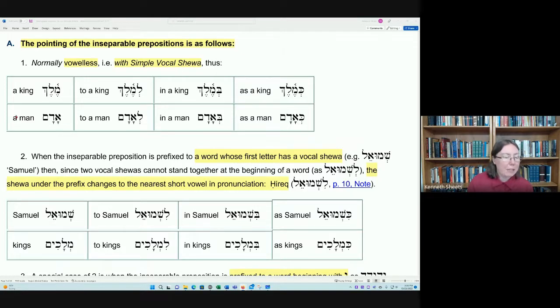Now, same thing as well if we have the word adam, which is that idea of human, humankind. So if I wanted to say to a human, then I would take the lamed preposition and attach that to the front of the word, giving us le'adam. Then as well, if I wanted to say in a man, I would take the beth preposition and attach it to the front, ba'adam. And if I wanted to say as a man, then I would attach the kaf preposition to it. So ka'adam.